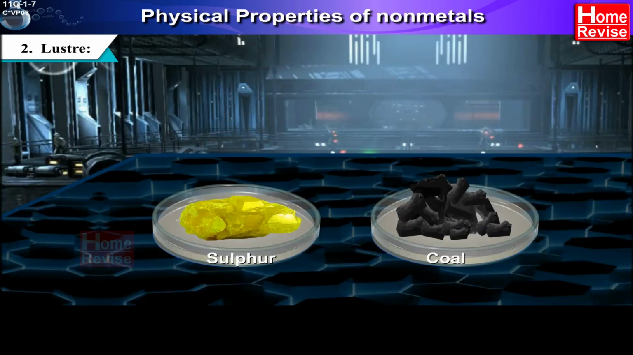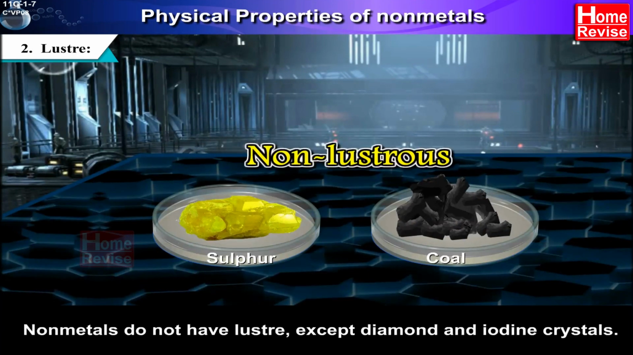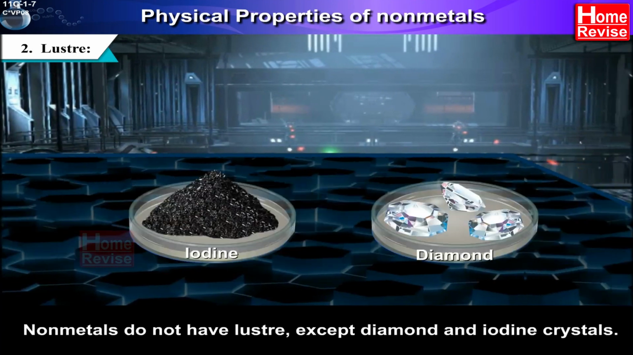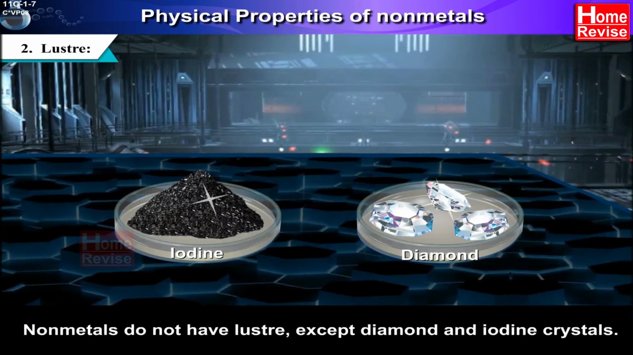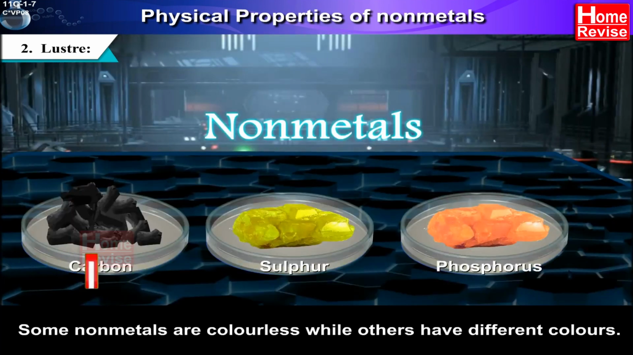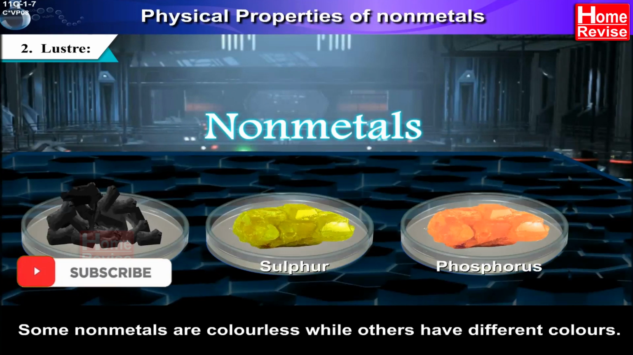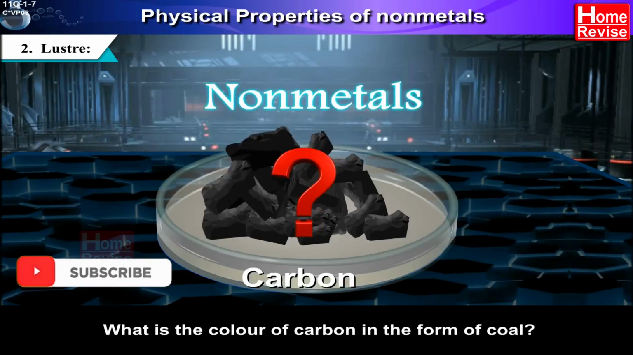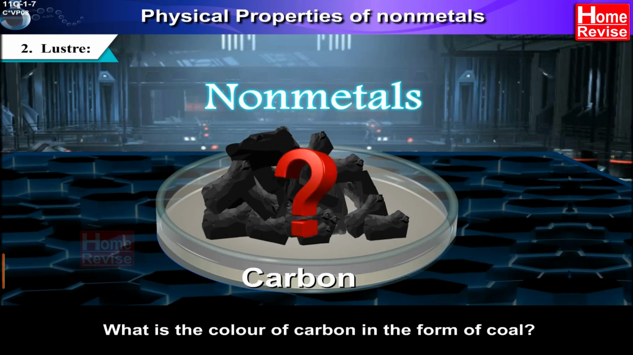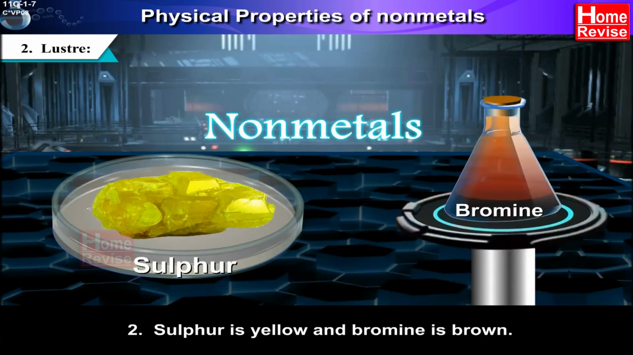2. Luster. Non-metals do not have luster except diamond and iodine crystals. Some non-metals are colorless while others have different colors. What is the color of carbon in the form of coal? Sulfur is yellow and bromine is brown.